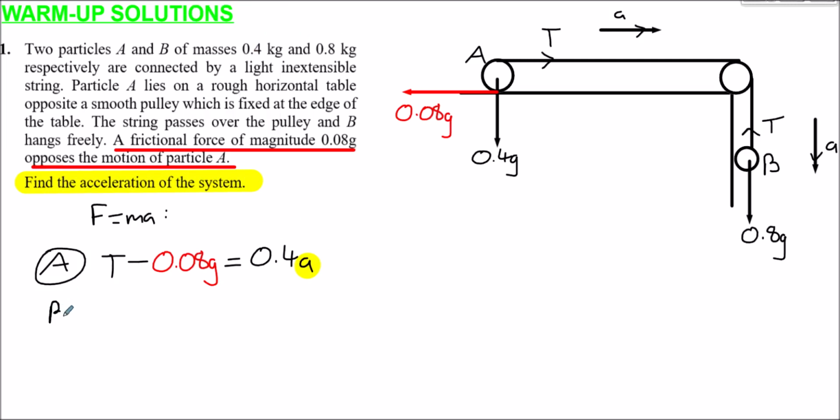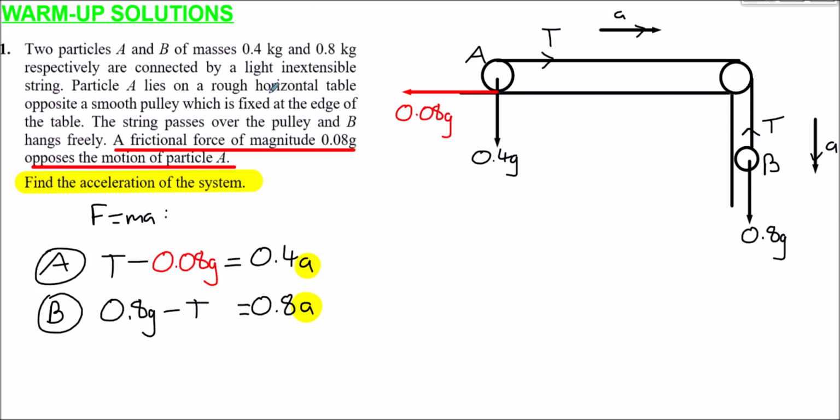Whereas for B, same idea, but just different particle. So for B, the resultant force will be acting downwards. Forces acting downwards upon B are its own weight, so that's 0.8g. Opposing that motion is T, so do 0.8g minus T, which will give me the mass of the particle, 0.8 kilograms, multiplied by the common acceleration to both particles within this connected system.